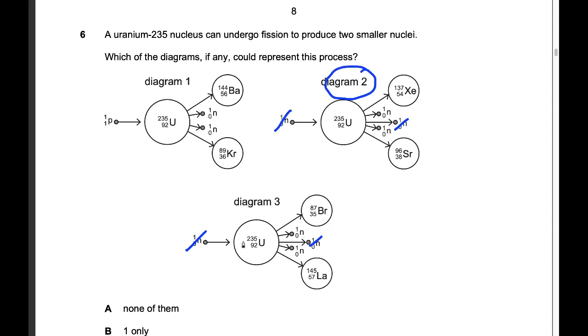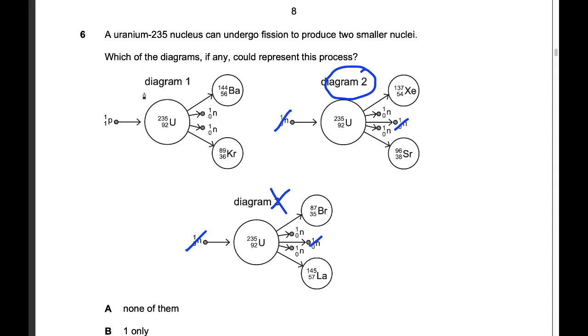Diagram 3, let's add the mass number together again. This one's not going to work. You don't actually have to add up the numbers fully. You can just add up the final digit. So if we add 7 from the 87 to 5 from the 145 plus 1 plus 1, you know you're going to get a number that ends in 4 because that adds to 14. We want a number that ends in 5, so this one definitely can't work.